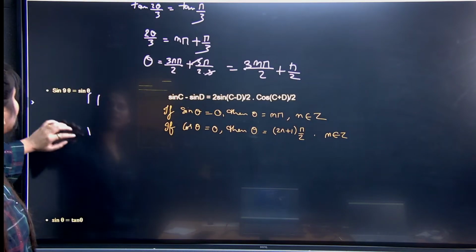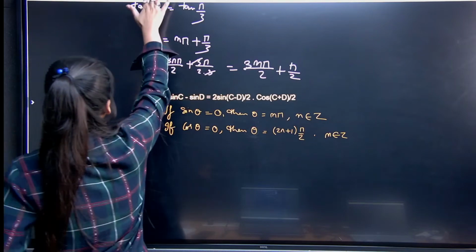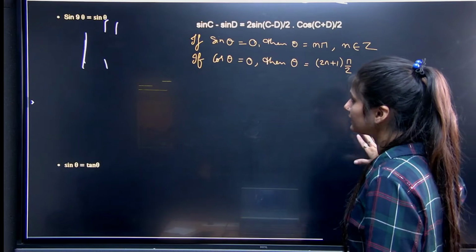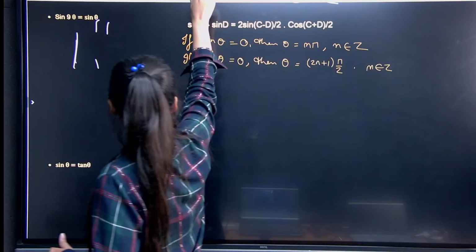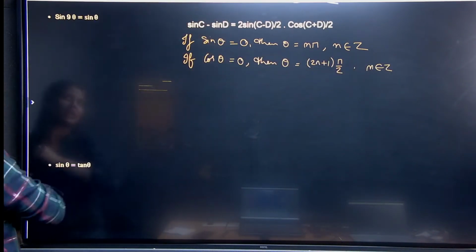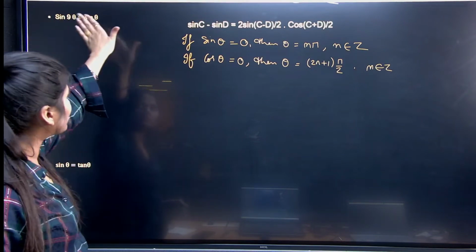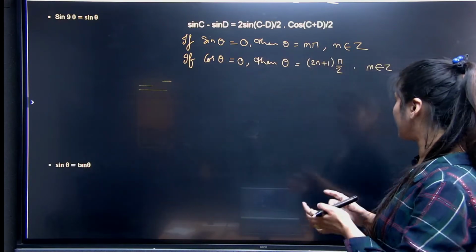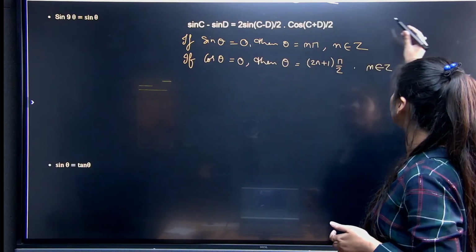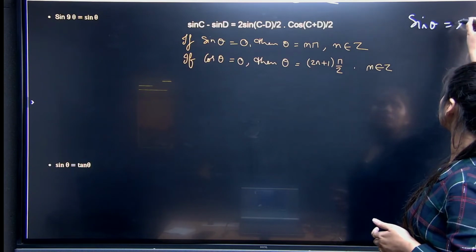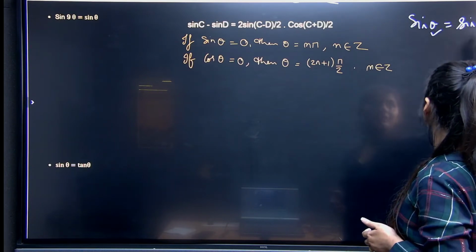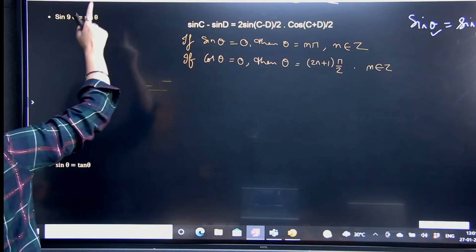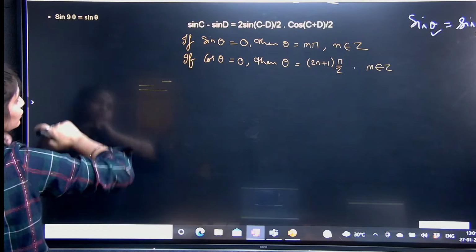Question says sine 9 theta is equal to sine theta. Now in this question we get confused that it can be sine theta is equal to sine alpha form. But for sine theta equal to sine alpha, both the angles should be different. So in this question, we do not confuse that it is sine theta is equal to sine alpha form.